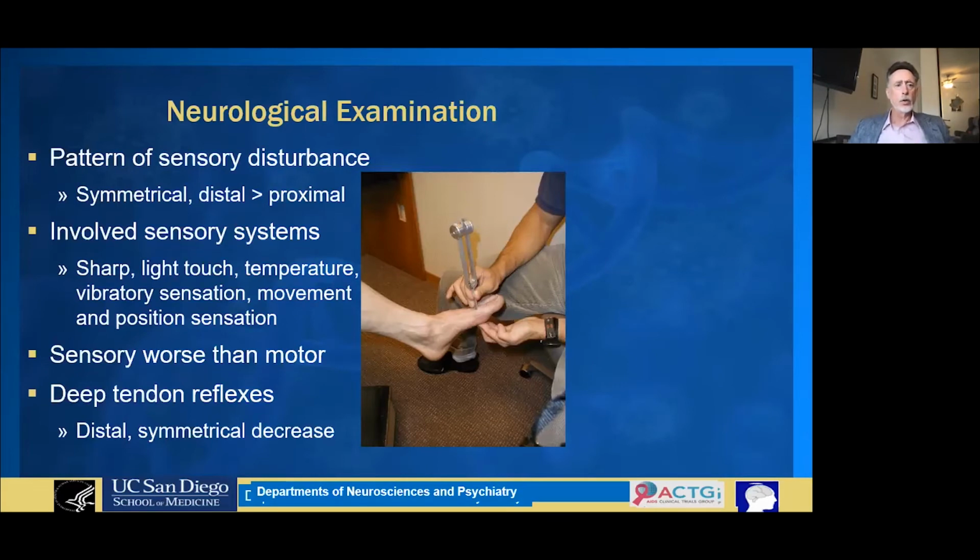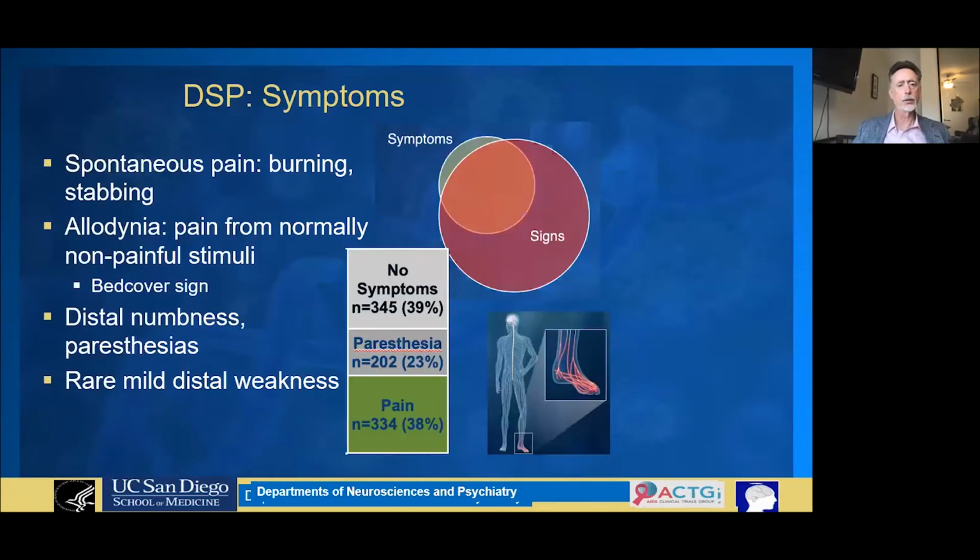So, we diagnose peripheral neuropathy as a set of findings on examination. This consists of symmetrical, distal more than proximal involvement of sensory function with reductions in sharp, temperature, vibratory sensation, and position sensation. Sensory is typically involved to a much greater extent than motor, and there is typically loss of distal reflexes, particularly the ankle jerk.